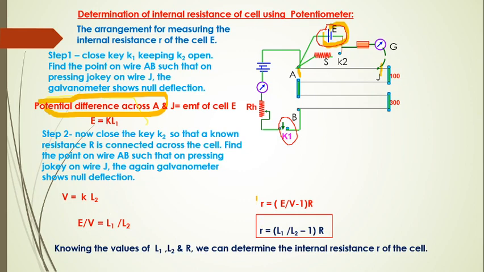The formula for the internal resistance of the cell is r equals (E divided by V minus 1) into R. Substituting E divided by V equals L1 divided by L2, the internal resistance equals (L1 divided by L2 minus 1) into R. L1 is the length where the balance point is obtained when K2 is open, and L2 is the length where the balance point is obtained when K2 is closed. R is the value of this shunt resistance. In this way, we can find the internal resistance of the cell using the potentiometer.